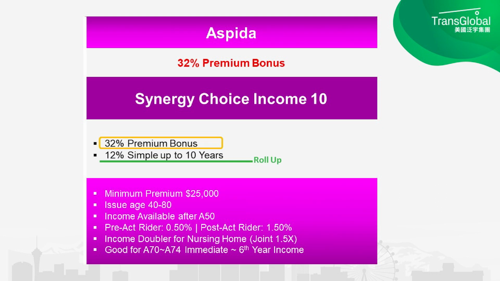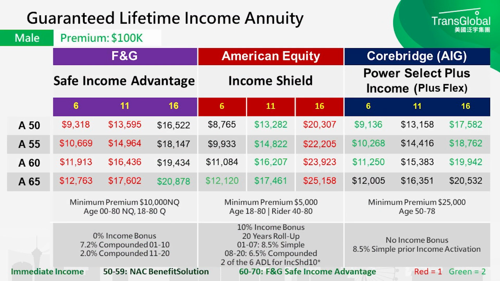And we have another one called Aspida. A lot of people know this company because of their MYGA. Their MYGA rate is pretty good, but they do have an FIA that does lifetime income. It has 12% simple and 12% premium bonus. It is good for 70 years old and plus. Okay, so this is something I really want to say they are good.